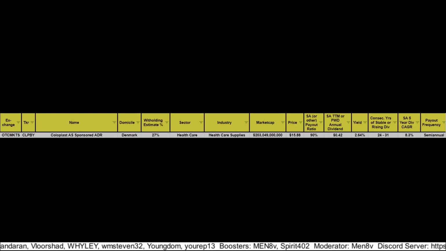Okay, the 11th stock in my list is Coloplast AS Sponsored ADR. I'll explain what sponsored means later. They're a healthcare supplies company focused on urology and skincare, amongst others. They are traded over-the-counter as ticker CLPBY and are headquartered in Denmark, which means they withhold 27% of your dividends. They have a low 2.64% dividend yield, a nice 5-year dividend CAGR of 8.3%, a 51% payout ratio, and they pay out only once a year and have between 24 to 27 consecutive years of stable or rising dividends.